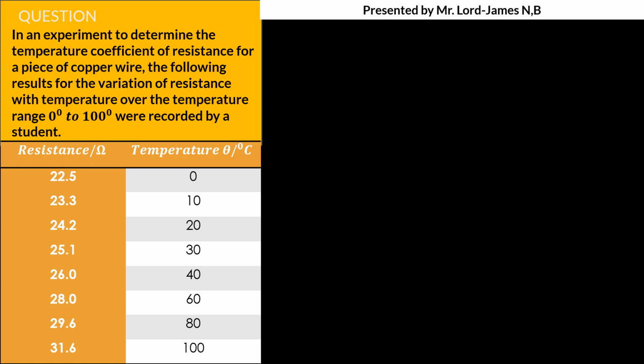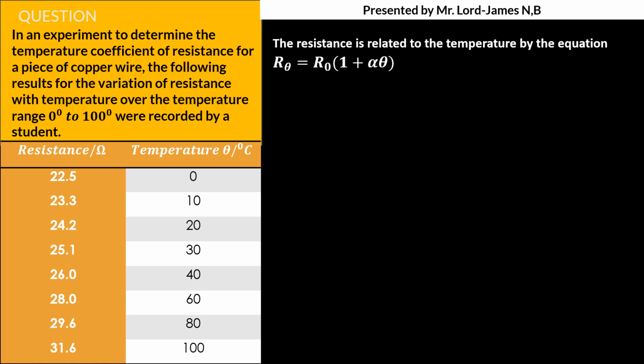So let's see the problem statement and what we are supposed to do in order to analyze this data. This question was taken from the Cameroon General Certificate of Education Board, June 2015, the question on data analysis. The resistance is related to the temperature by the equation R theta is equal to R naught into 1 plus alpha theta, where alpha is known as the temperature coefficient of resistance. The first question says plot a graph from which alpha and R naught could be obtained, 14 marks.